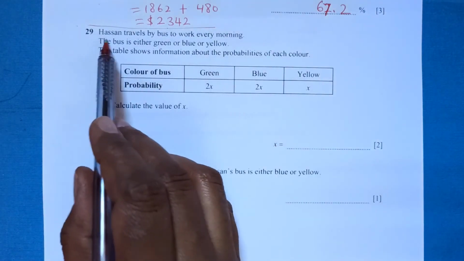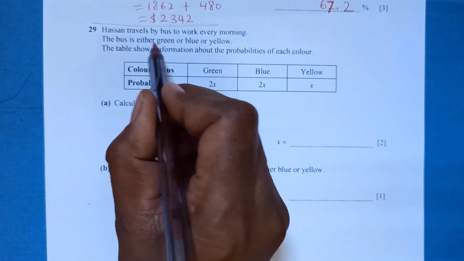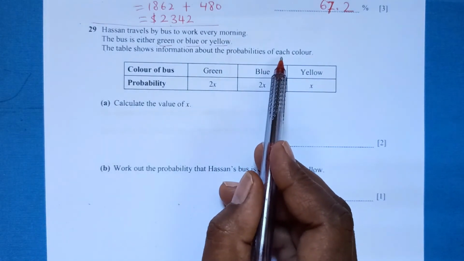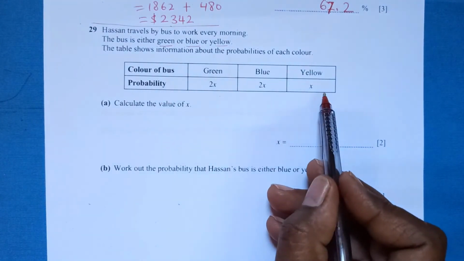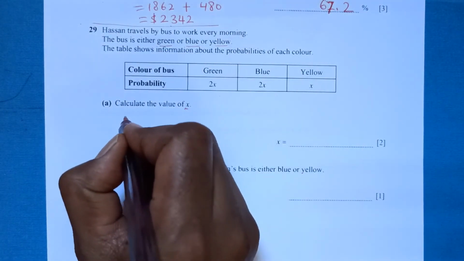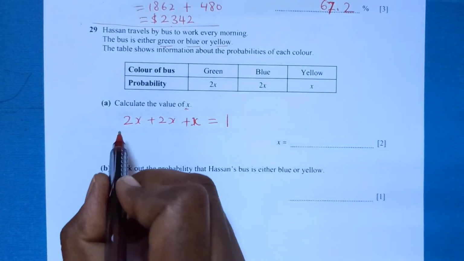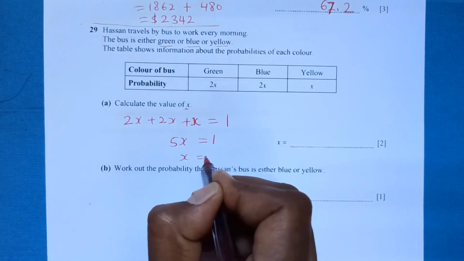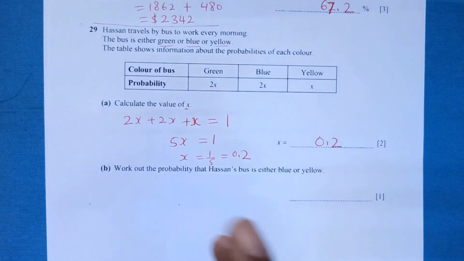Question 29. Hassan travels by bus to work every morning. The bus is either green or blue or yellow. The table shows information about the probabilities of each color. So you can see the color of the bus here. Probability is 2x, 2x and x. Calculate the value of x. As we know, the total of probabilities is always 1. So 2x plus 2x plus x is 1. So 2 plus 2 is 4, plus 1 is 5. 5x is 1. So x will be 1 over 5 or 0.2. So the value of x is 0.2.